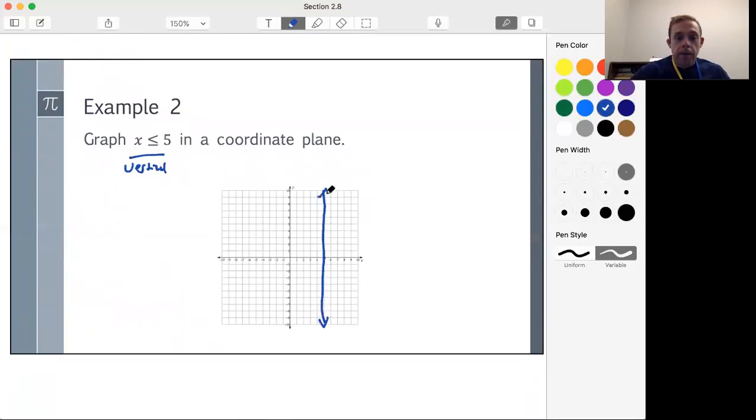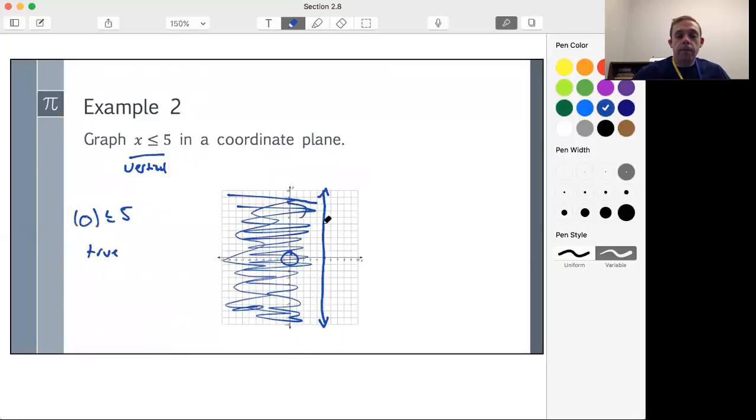All right. Now for shading, we pick a point. So the easy point to pick is 0, 0, and we can always pick that point as long as it doesn't lie on this line. So we're going to substitute in 0. Is that less than or equal to 5? Well, that is a true statement. So therefore, we are going to shade everything on this side. And you can make this as pretty as you want. Now, if we got a false statement, if we picked a point over here, we would have a false statement. Therefore, we don't shade, and we would shade on the opposite side.